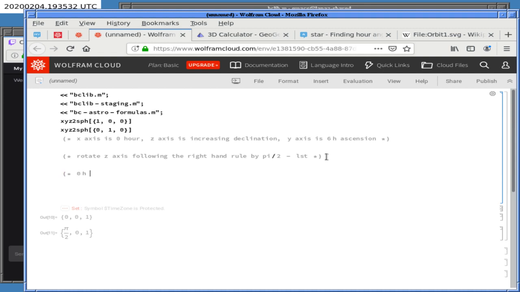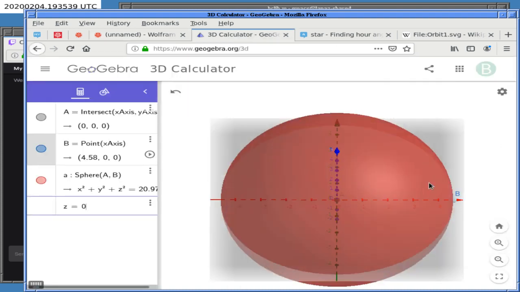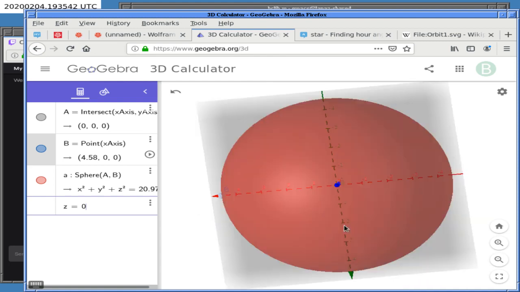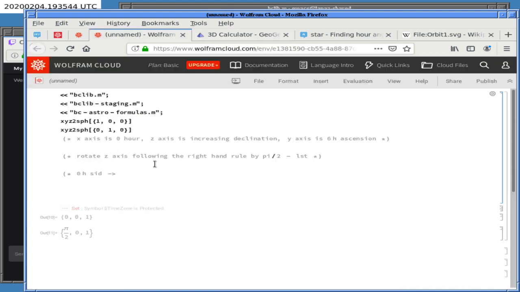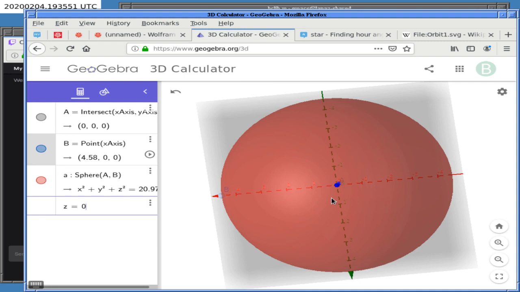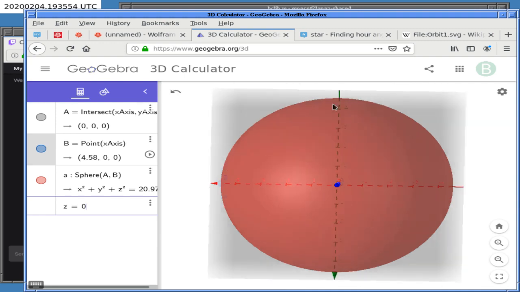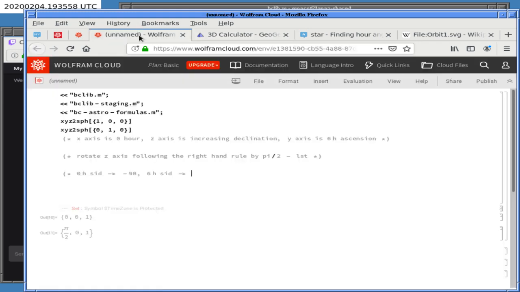I want to be kind of consistent here. So we have to rotate this 0 hour 270 degrees. And I'm just going to go with degrees for now, or minus 90 degrees. 6 hour sidereal time. This is me failing miserably. Okay, so it's 6 hour sidereal time. We basically have to do a 180 degree rotation. It doesn't really matter which direction, but it's 180, and that can be plus or minus. 12 hour sidereal time, what happens then?